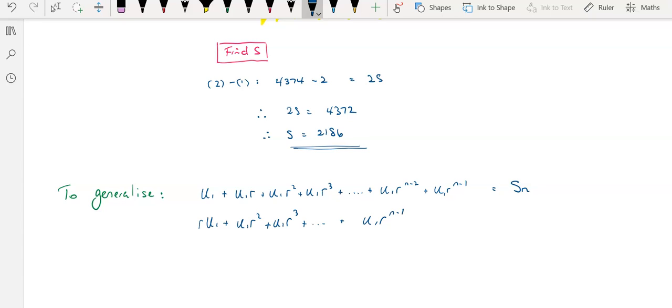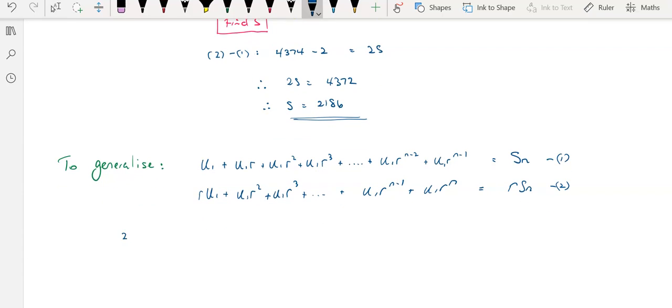And then the last term there, when you multiply it by r, you just raise the power by 1, and you just get u1r to the power of n. This is my Rsn. Alright, equation 1, equation 2. Okay, so let's now do as we did before and take equation 2 and subtract equation 1 and watch the results. We're taking the second equation, subtracting the first.